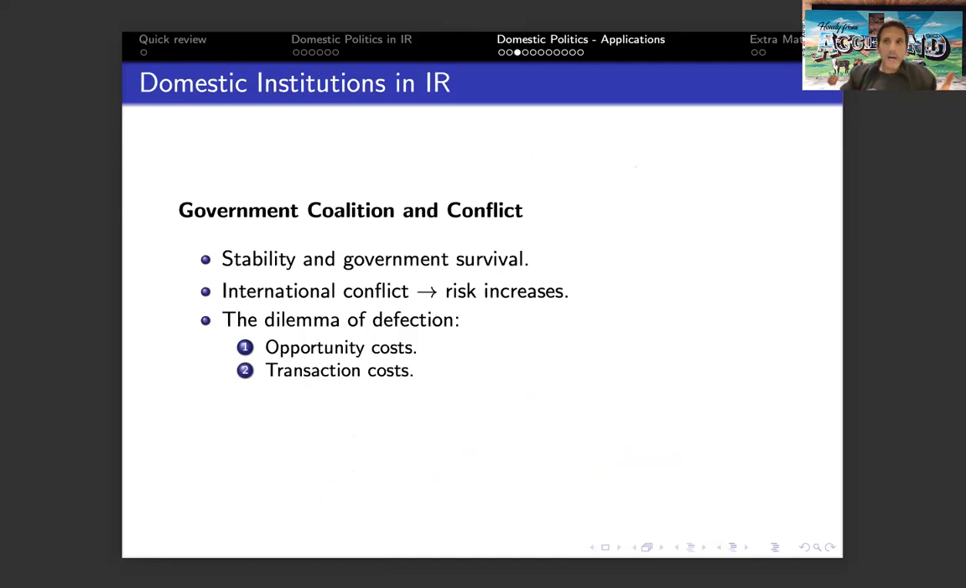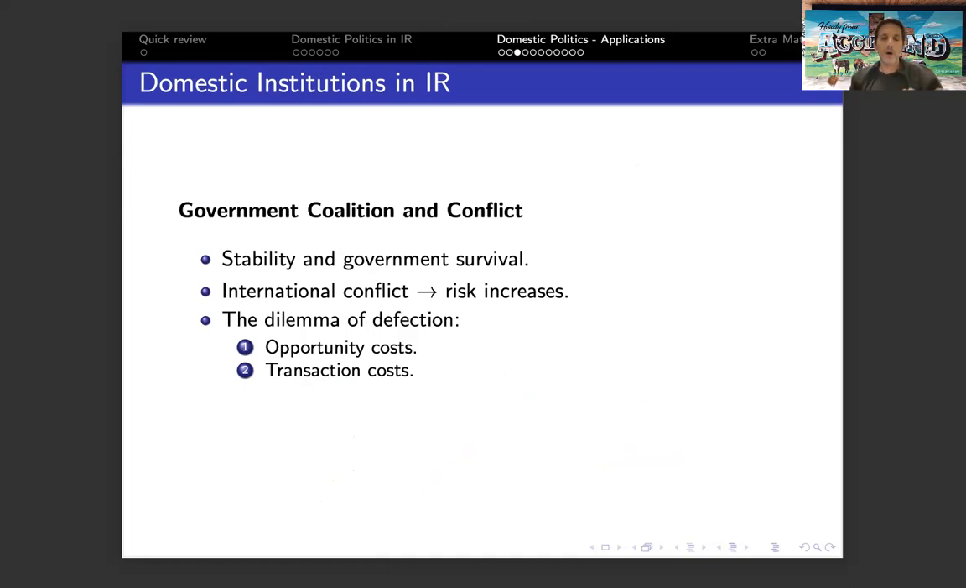All right, but at the same time, even though I'm presenting here a picture which says that every time I, as a member of the government, disagree with the prime minister, I can just leave the government and the government will collapse, it is not such an easy decision to leave government because it involves 2 types of costs.